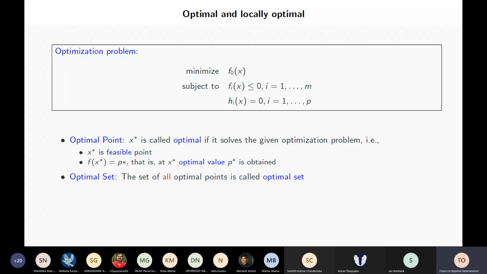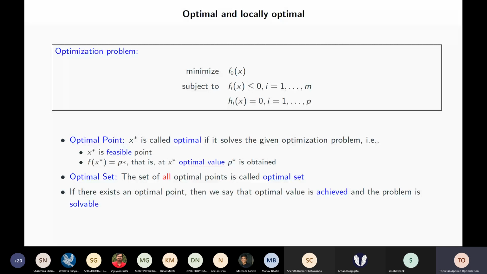The optimal set is the set of all optimal points. There will be cases where you may not have a unique optimal point, but you may have many points for which the same minimum is achieved. In that case, we get a set of points. If there exists an optimal point, then we say that the optimal value is achieved and the problem is solvable. If the optimal set is empty, then we say that the optimal value is not attained.